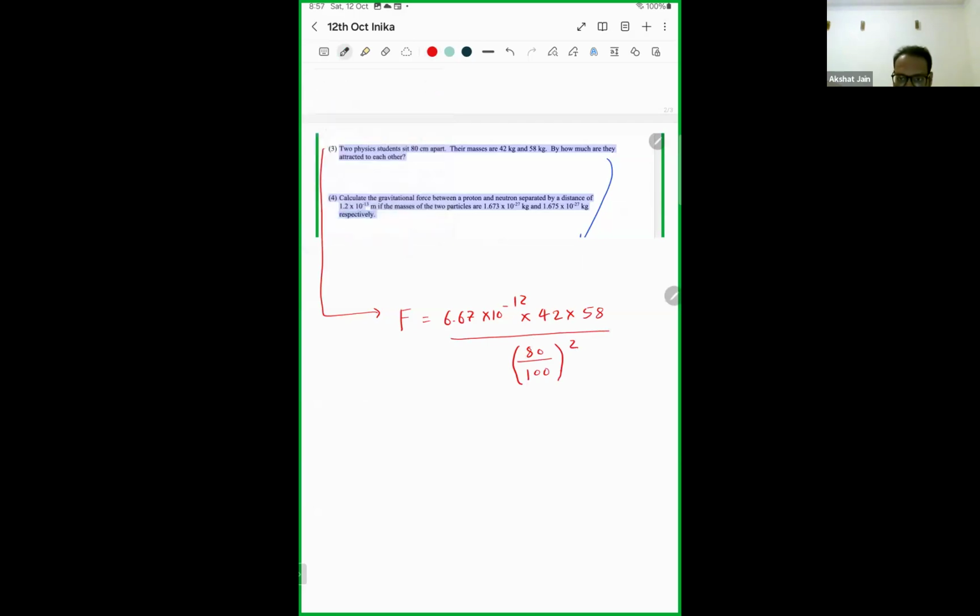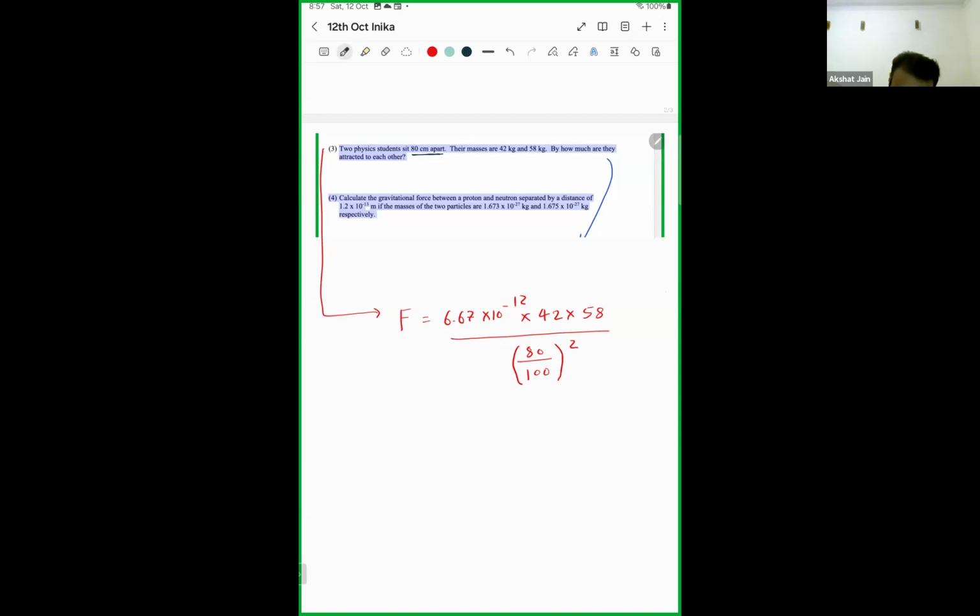Is it fine? So you could solve it now. We have already constructed the formula. And you are aware, Inika, that 80 centimeter is a CGS unit. So in order to place it into the formula, you have to convert it to meters. This is what you are aware of? All right. Then what is the next problem?